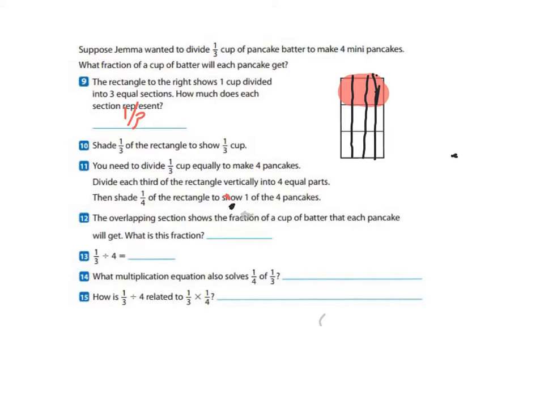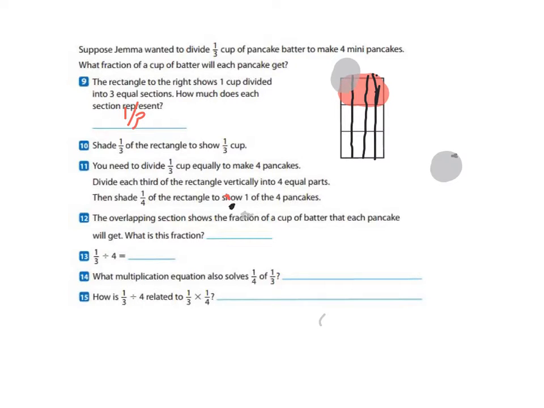So now the next question says, the overlapping section shows the fraction of a cup of batter that each pancake will get. What is this fraction? So if you look at this part right, oh, hold on just a second. I divided them into fourths, but I didn't shade them. Let's go up and shade now 1/4 of the rectangle. So I'm going to pick a different color here, and I'm going to shade 1/4.